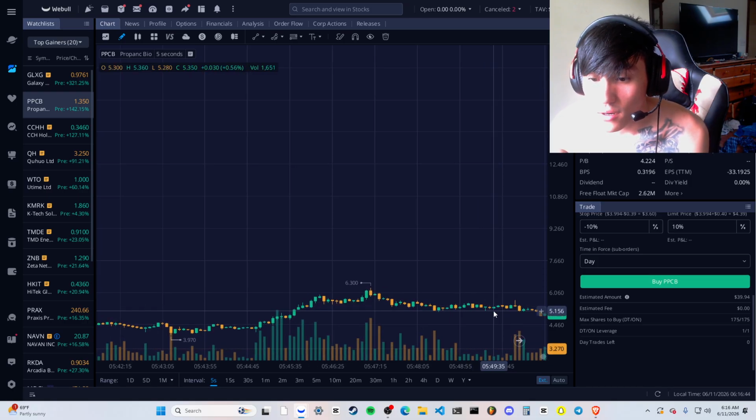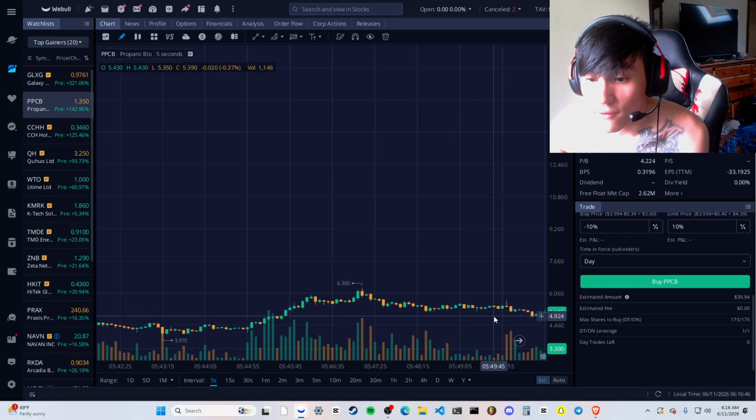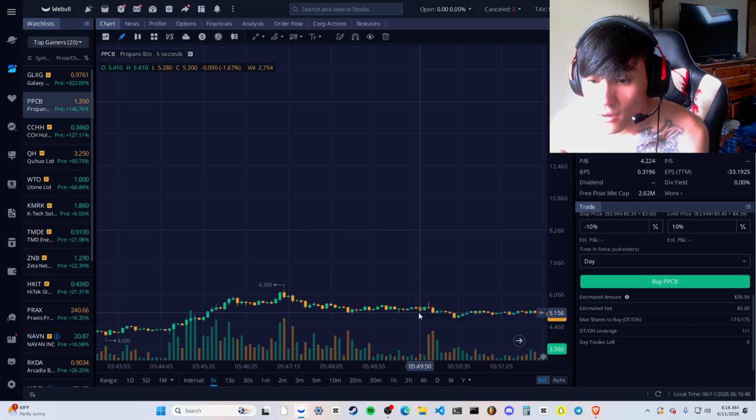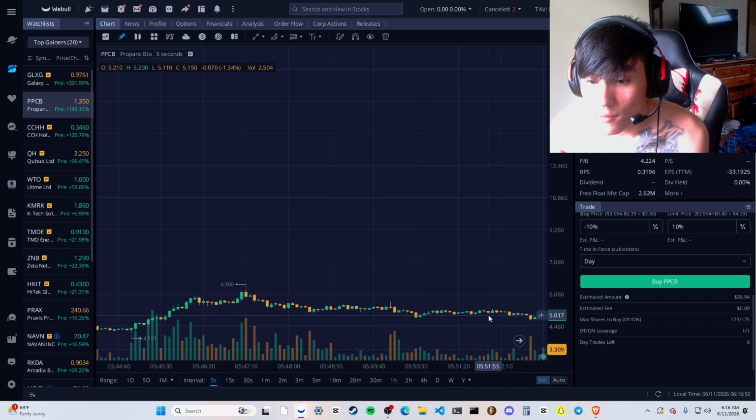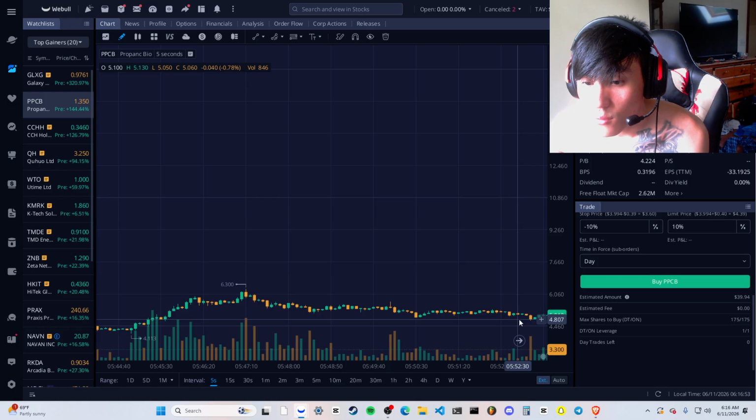So we break that 5.1. Now we're looking for a hold of 5.2 with the break of 4.9. Let's see if 5.2 holds. 5.2 holds very nicely. We're still thinning our volume. Now we break from here. Now we're looking for a hold of 5.4 with a break of 4.8.